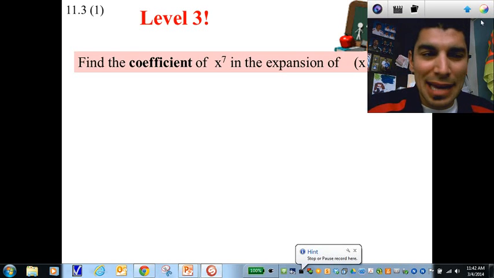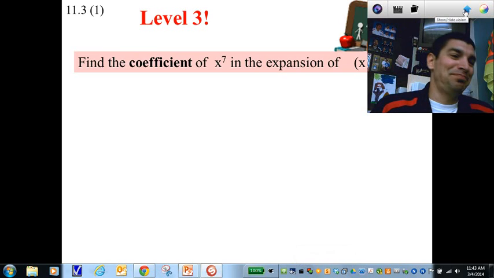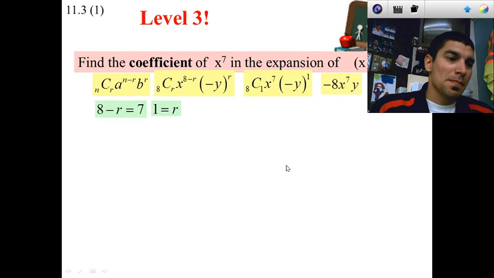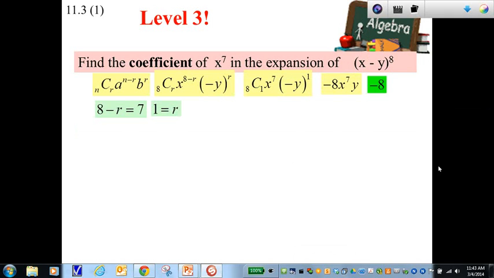Alright, ladies and gentlemen, let's see how you did. Oops, backspace 1, there we go. Move that out of the way. Here we go. What's the coefficient of x to the 7th of this expansion?